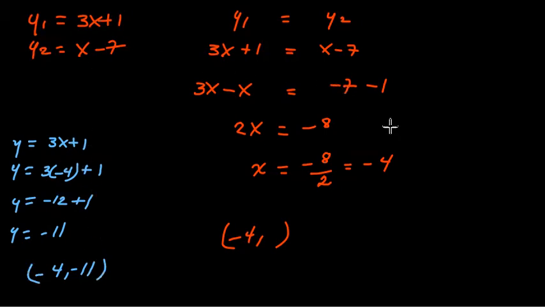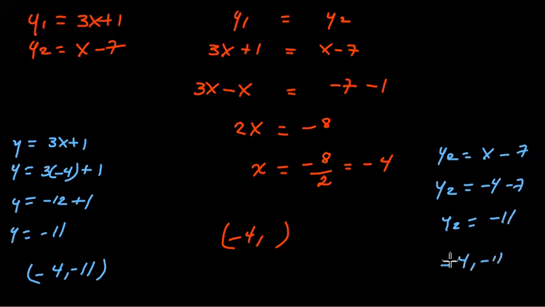Let's check the other one just to make sure, right? So y2 is x minus 7. So y2 is equal to minus 4, x is minus 4, minus 7. Hence y2 is also equal to minus 11. So you have (minus 4, minus 11). Both of them give that to you. And so clearly, this is our answer, (minus 4, minus 11).